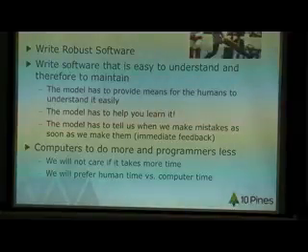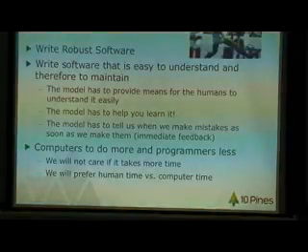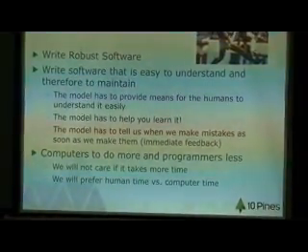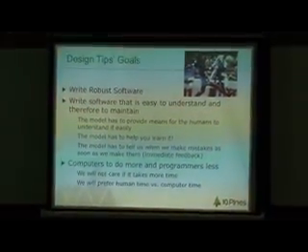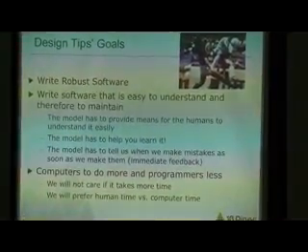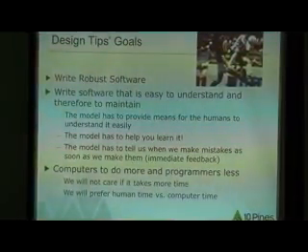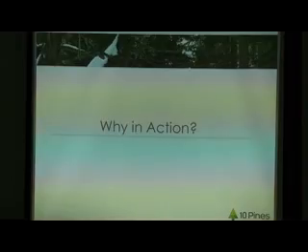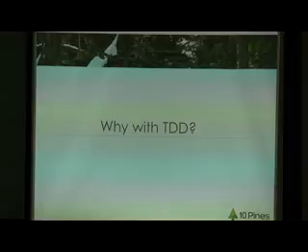One of the main ideas that I'm looking for in these tips is for the system to tell us how to use it. And if we make a mistake, let us know as soon as we can. And of course, to make the computers do more and us humans less. Why in action? Because I'm going to code. I hope my fingers will be fast enough today. And why with TDD? Because that's the way I develop. I don't see another nice way to do it.